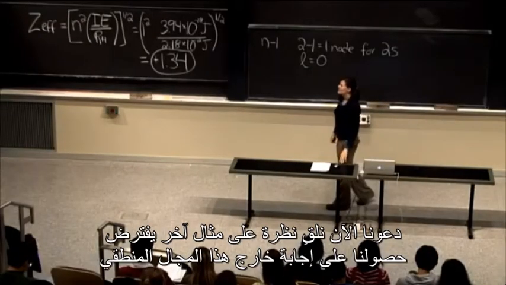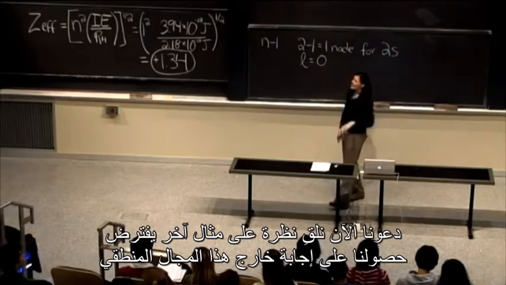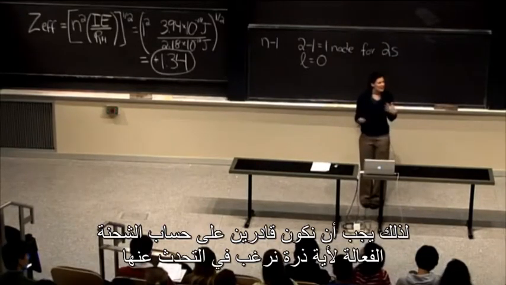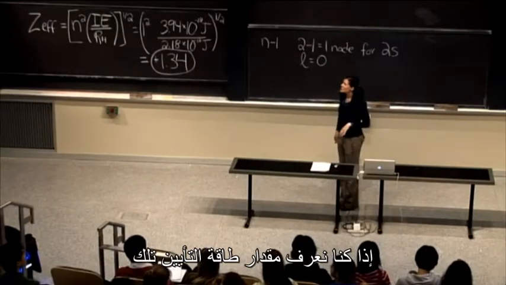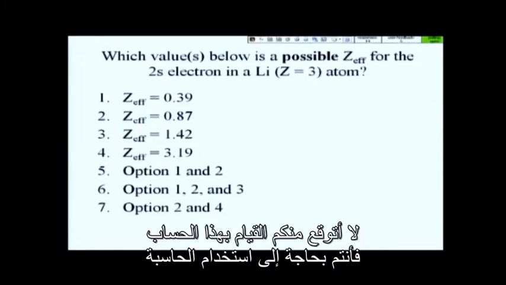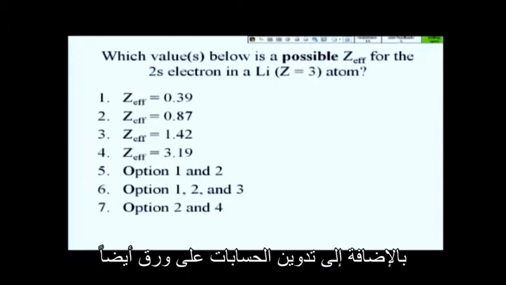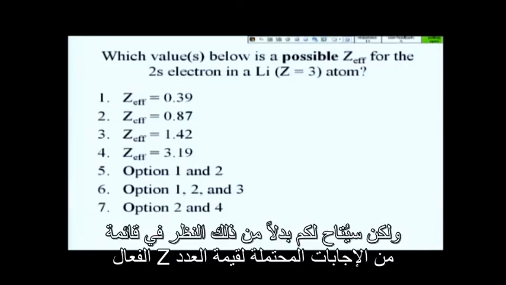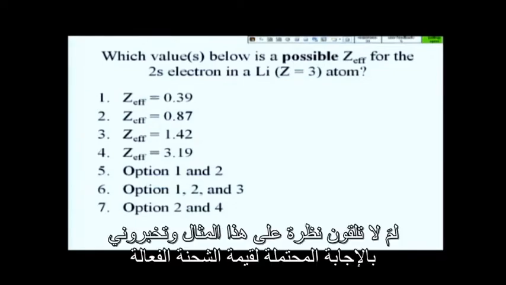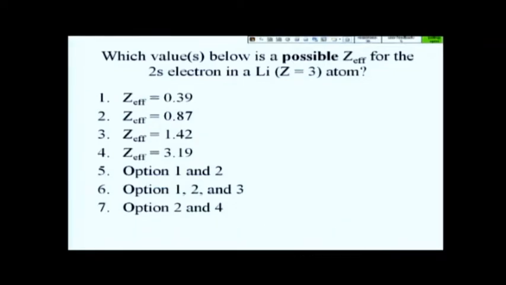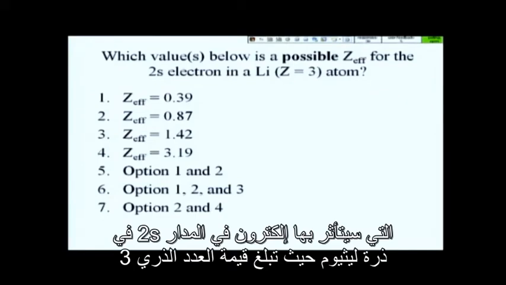So let's look at another example of thinking about whether we get an answer that's reasonable. We should be able to calculate a Z effective for any atom we want to talk about, as long as we know what the ionization energy is. I'm not expecting you to do that calculation here because it involves a calculator and maybe a piece of paper as well. But what you should be able to do is take a look at a list of answers for what Z effective might be and determine which ones are possible versus which ones are not possible. So why don't you take a look at this and tell me which are possible for a 2s electron in a lithium atom, where Z is equal to 3.